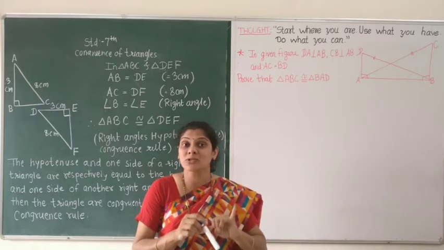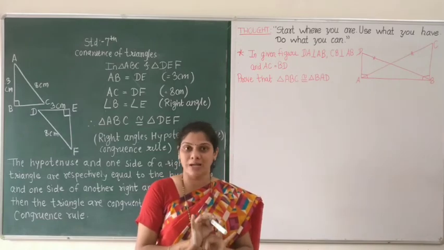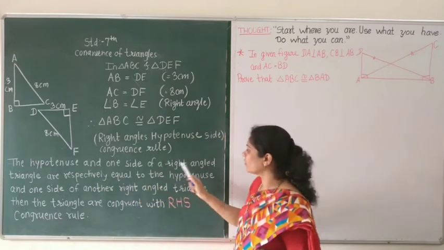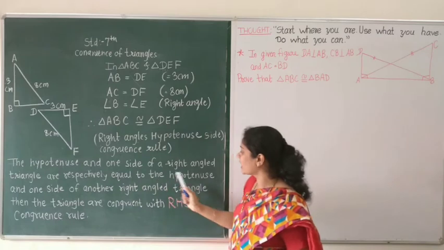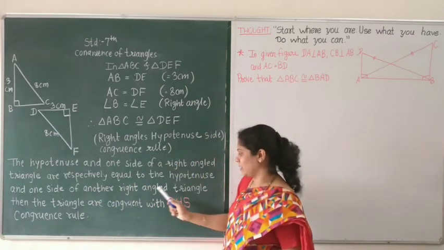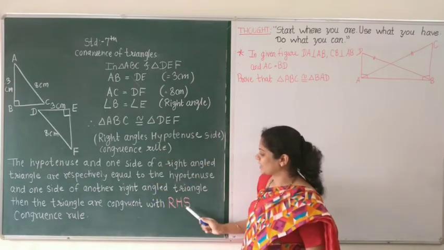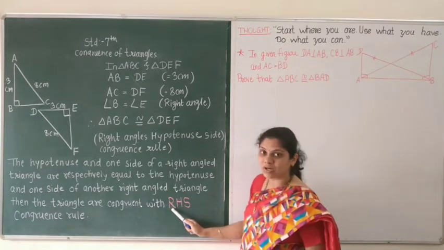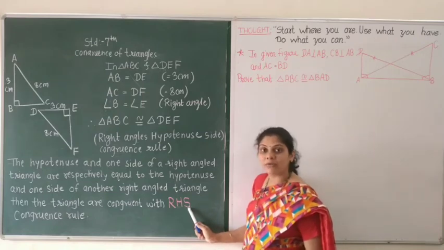You need the measurements of any one side and compulsory measurement of the hypotenuse. So the hypotenuse and one side of a right angle triangle are respectively equal to the hypotenuse and one side of another right angle triangle. Then the triangles are congruent by RHS, right angle hypotenuse side. R stands for right angle, H stands for hypotenuse, and S stands for side.